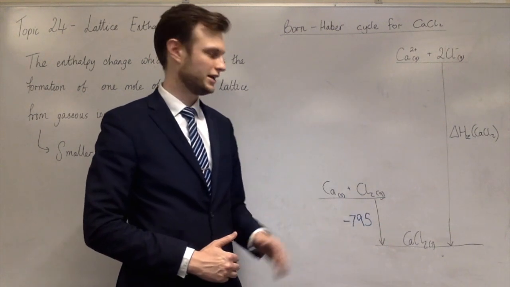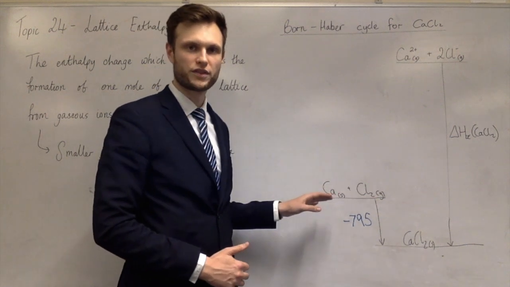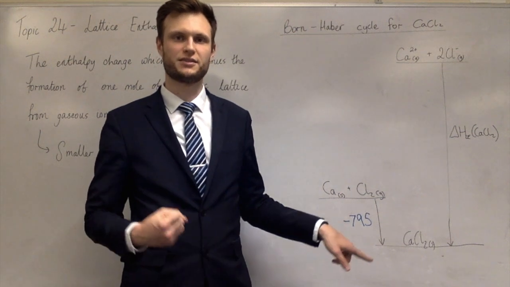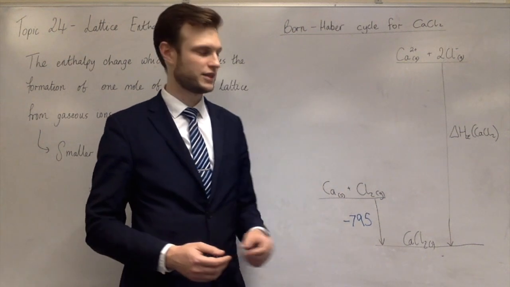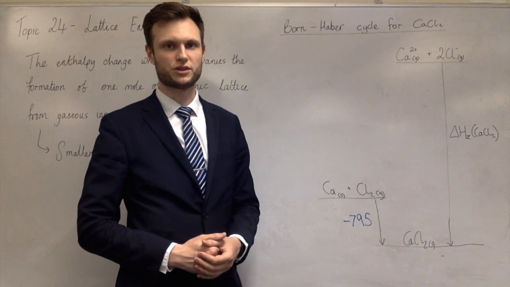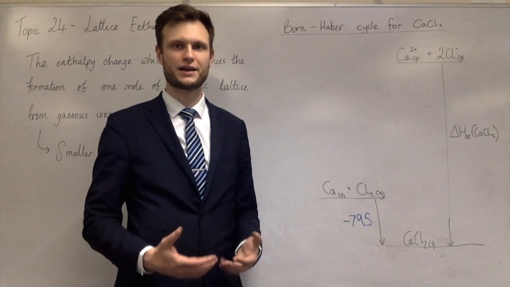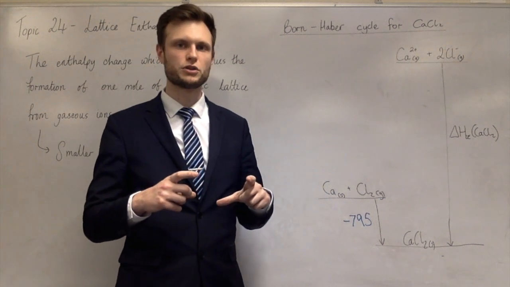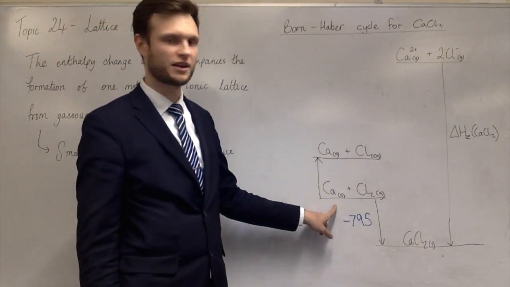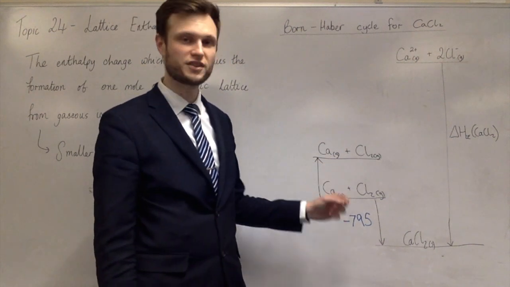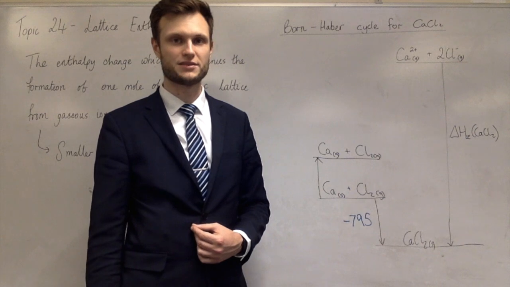Now the next step is to atomize all of the things we've got here. Instead of having calcium as a solid, we need gaseous calcium atoms. For that, I need the atomization enthalpy for calcium. All of this data will be supplied for you, so you don't have to worry about trying to calculate that. There'll just be a table of information that you use. Here, the only difference is, instead of saying calcium solid, it says calcium gas. The enthalpy change for this process is plus 178 kilojoules per mole.